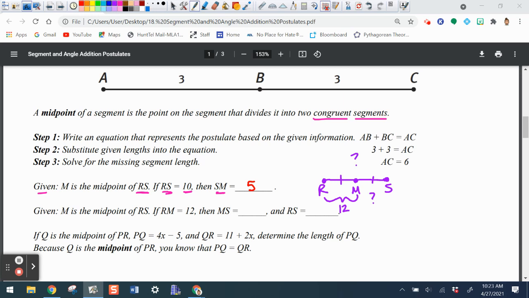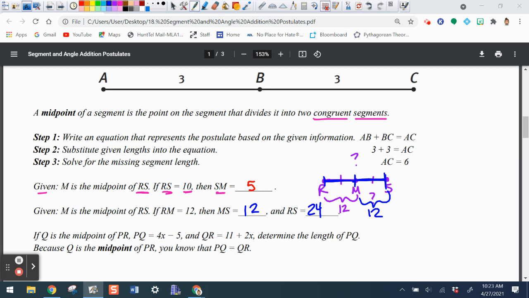If M is the midpoint, then the distance from R to M has to be equal to the distance from M to S. Therefore, M to S is also 12 units. So we can throw that in here. The segment addition postulate tells us that these two segments combined create the total larger segment. So RM plus MS is RS, which is 24 units. 12 plus 12 is 24.